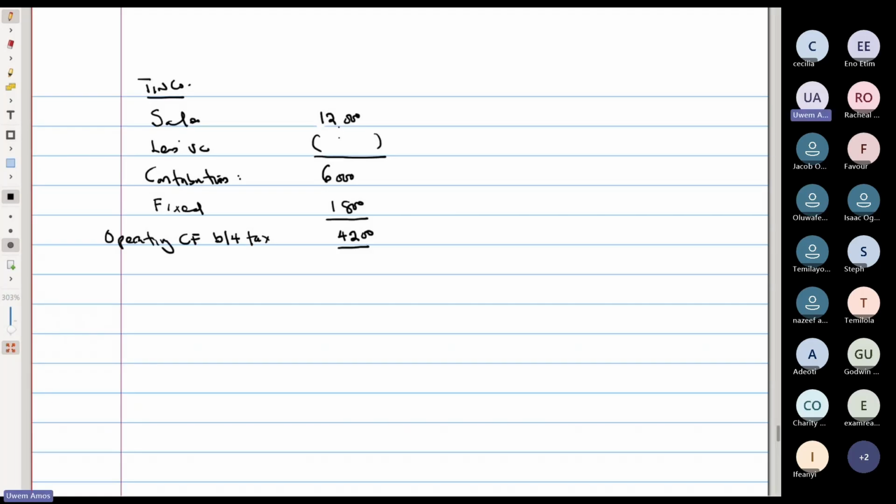So guys, what do you think variable cost is? 12,000 minus what would have given us a contribution of 6,000? 12,000 minus 6,000 would have given us 6,000. That's our variable cost.